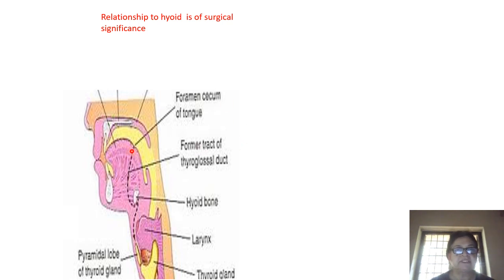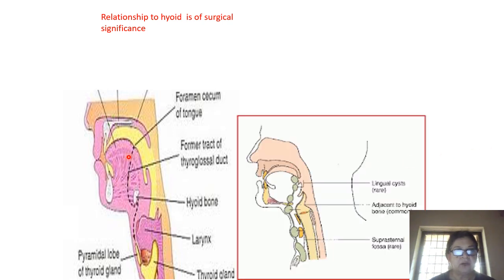Now what happens? It goes down below the hyoid bone, and later on it forms the thyroid. Somewhere this may not disappear completely, or obliterate completely, and you can have collections of cysts along this line. So you can have them just below the tongue, or in the region of the hyoid, or in the region of the thyroid, or just below the thyroid, or sometimes even into the mediastinum also.